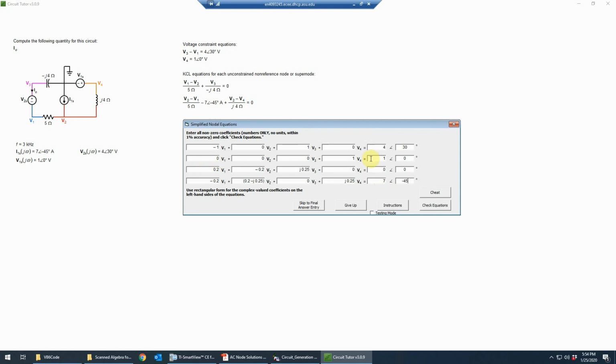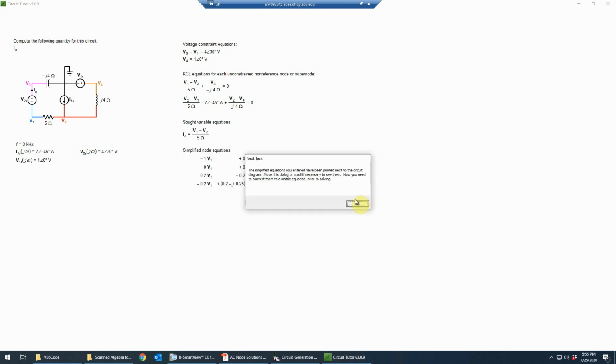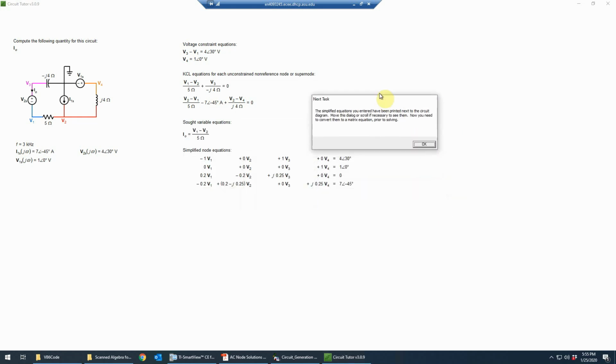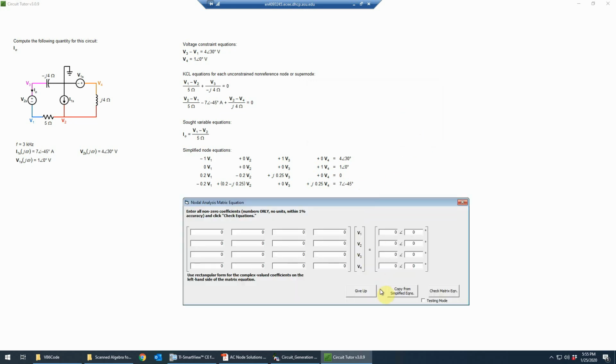So that should complete all the equations, and now we'll check those. And those are correct. Now the next step would be, and of course those simplified equations now have been written here on the screen for us. So the next step will be to form those into a matrix equation, or cast them as a matrix equation. And that's very easy to do in the program.